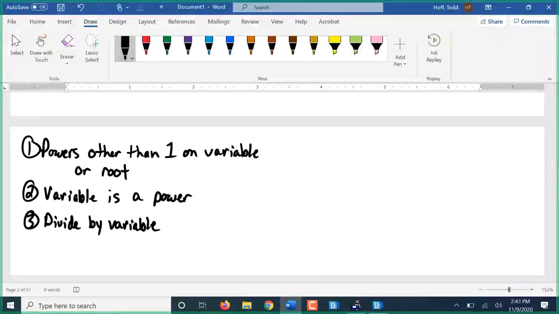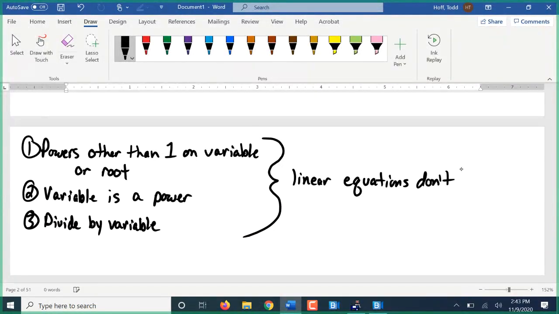Those three things, four things if you want to count a root as separate from a power, but they really are the same thing. They're exponents. Those three things are the three things that linear equations don't have. So if we look at an equation and it has any one of those three things, we know right away it's not going to make a line on our graph.